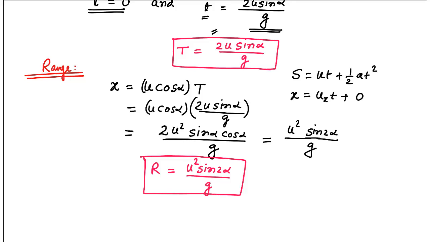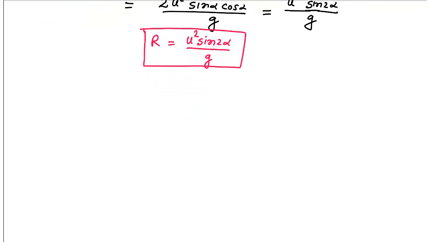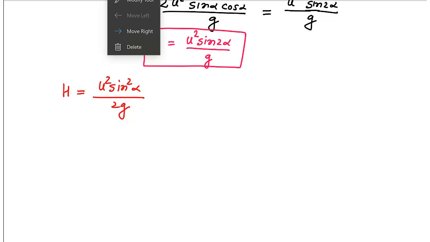So we calculated the horizontal range, time of flight, and the maximum vertical height, that is the maximum height reached by the projectile. Now we will try to see some special cases for height and range. So what was the expression for maximum height? The maximum height is u square sine square alpha divided by 2g. So this was the expression that we derived.